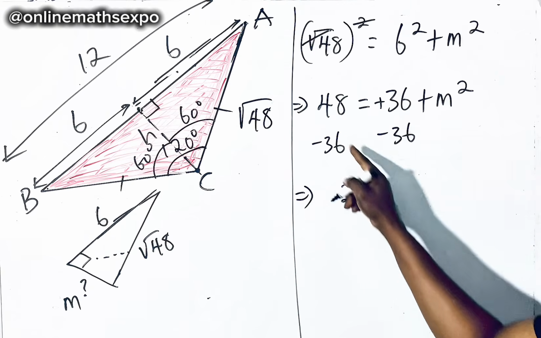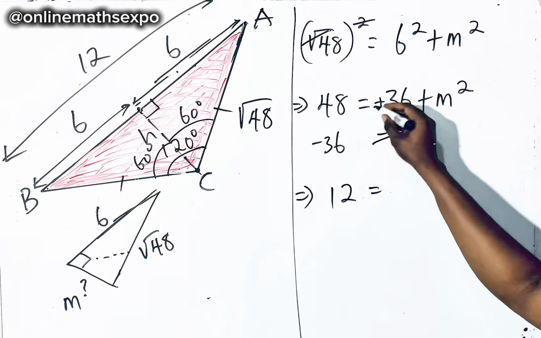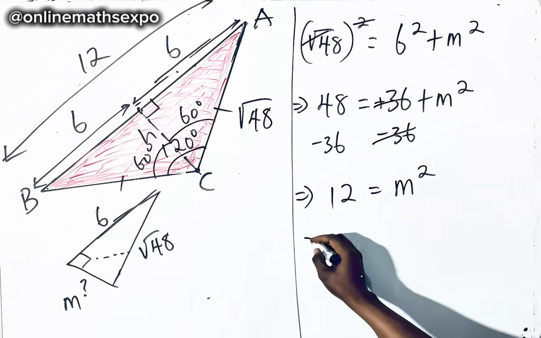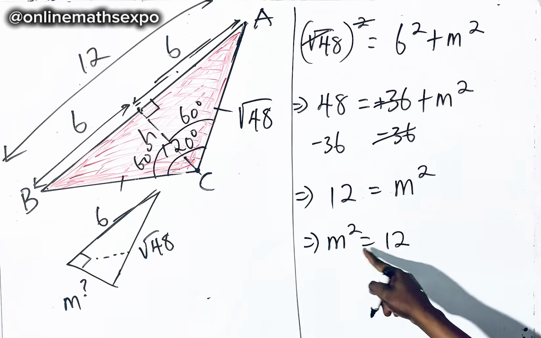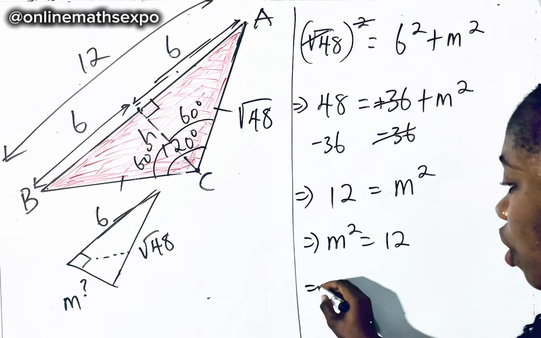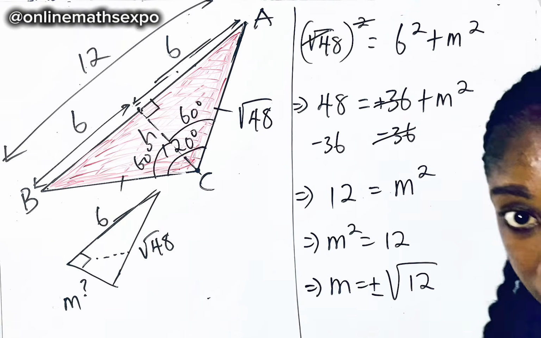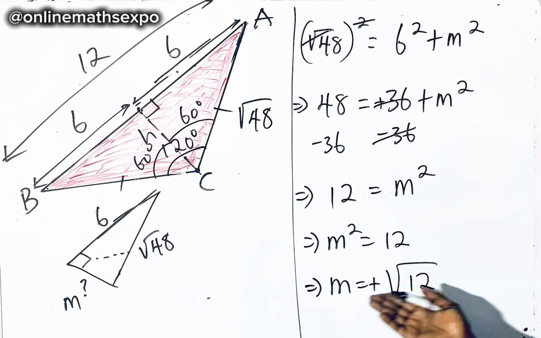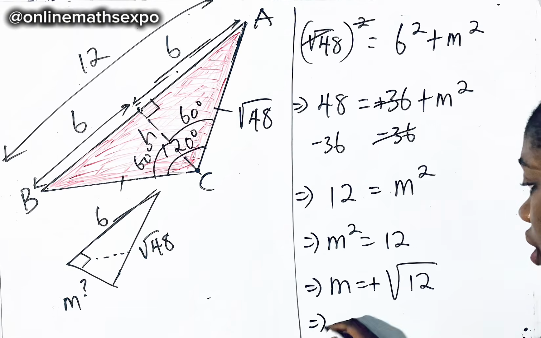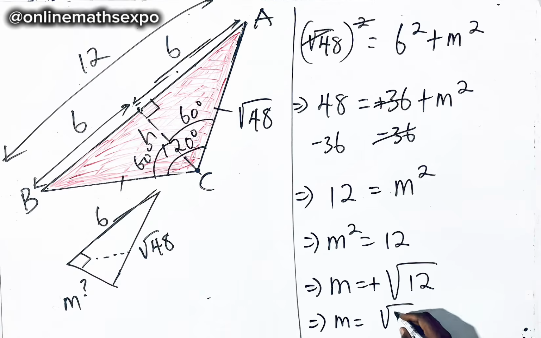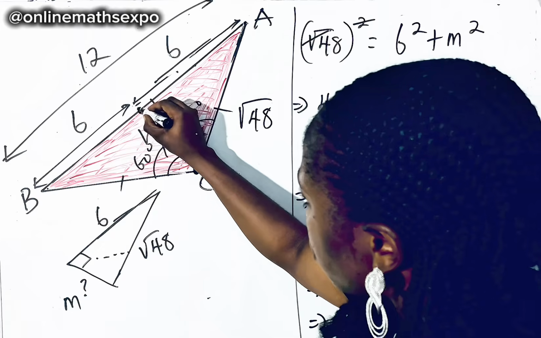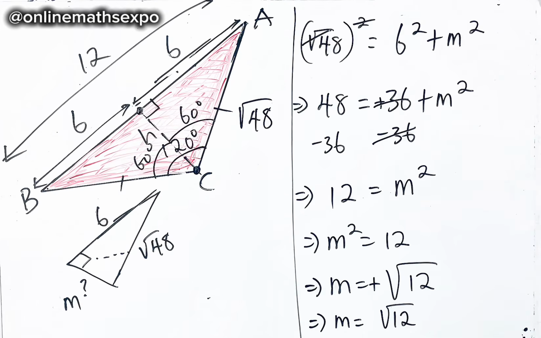48 minus 36 gives us 12, so 12 is equal to M squared. It means M squared is equal to 12. To get M, remove the square, which means you take the square root. Because it's squared, we could take the positive and negative, but the side cannot be negative, so we only take the positive square root. So our M is square root of 12. And this M is the same as the distance from here to here, which is the height of this triangle. So the height of the triangle is root 12.